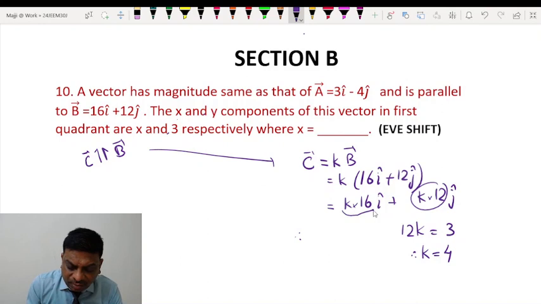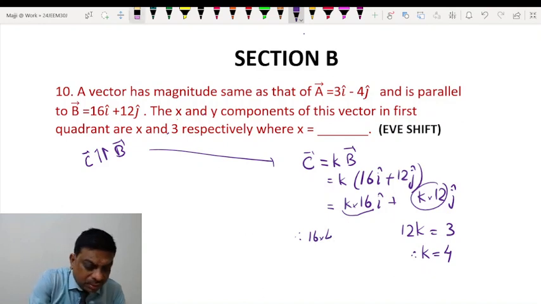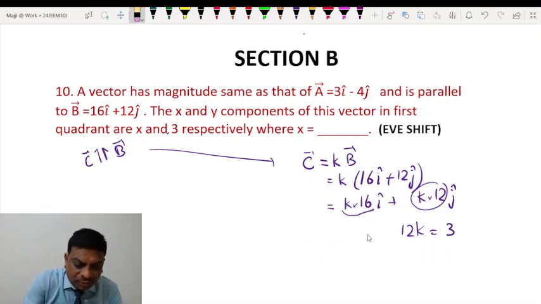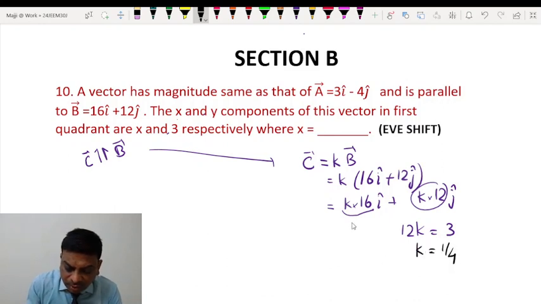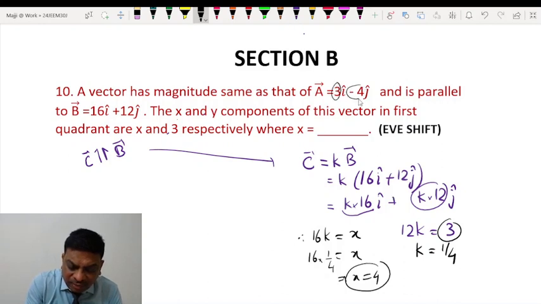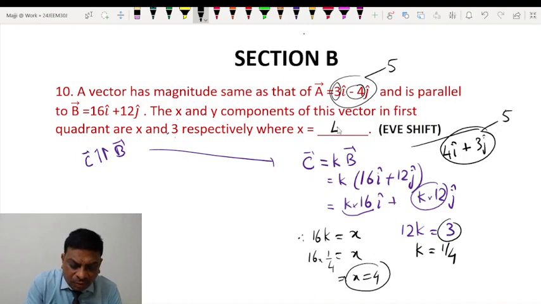So looking at the components, y component is 12k... sorry, I'm sorry, students. K is 1 by 4. K is 1 by 4. So therefore, 16k must be equal to x. So k is 1 by 4. So x must be equal to 4. Okay, you can see that only the x and y components have been numerically interchanged. So our new vector as per this is 4 i cap plus 3 j cap. And as you can see, each of the two vectors has a magnitude 5. So x will be 4.